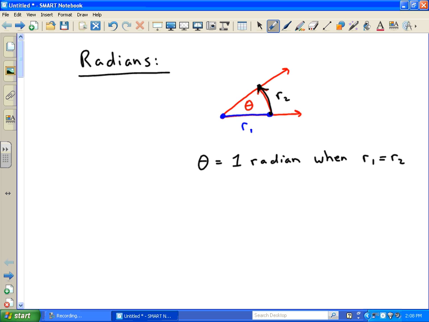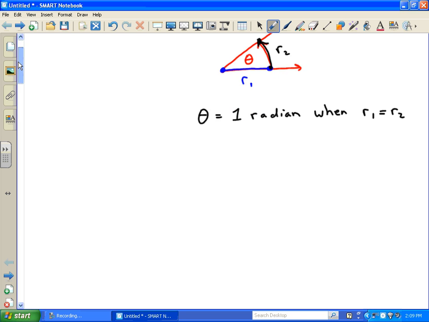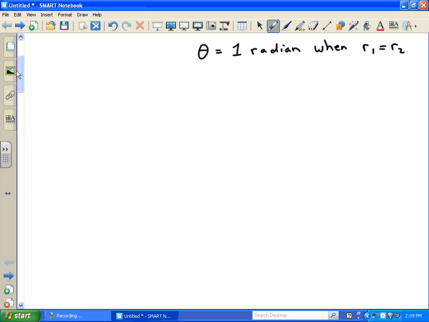The length of R1, it turns out, is totally irrelevant. In other words, you can have R1 being a small radius, which means you're going to rotate a small amount to get your theta value, and so R2 will also be small. And if you make R1 a bigger number, then obviously R2 will also be a bigger number. And so the actual lengths of R1 and R2 are irrelevant. The only thing that makes a difference is that you have achieved 1 radian when the two values of R are equal.